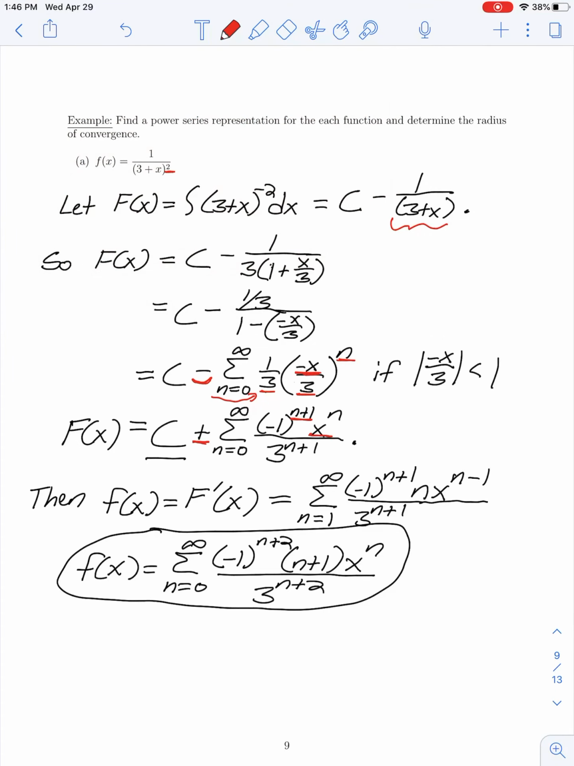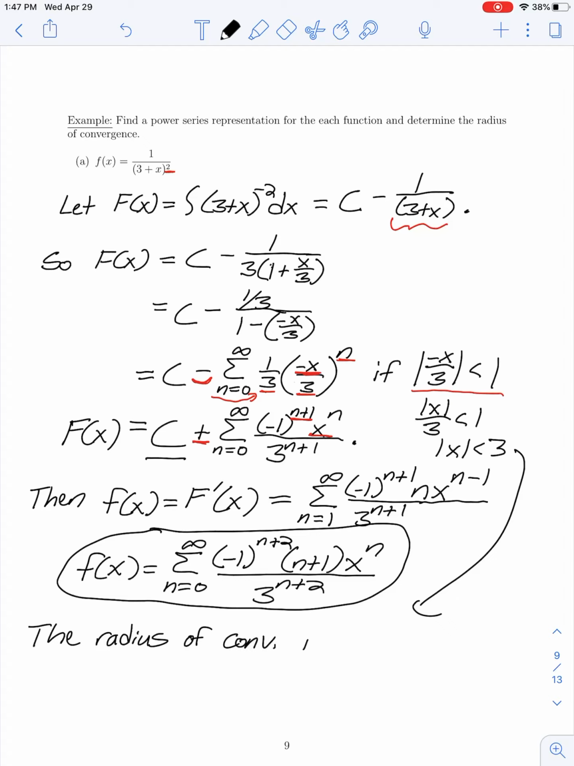So let's think about what restriction we had. We saw that we could only write the antiderivative, capital F of x, as a power series if the absolute value of negative x over 3 was less than 1. So solving that inequality, we find the absolute value of x over 3 has to be less than 1. So the absolute value of x has to be less than 3. So that implies the radius of convergence is 3.